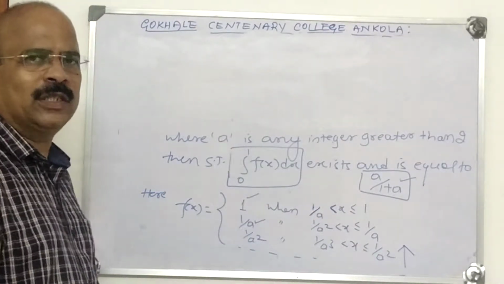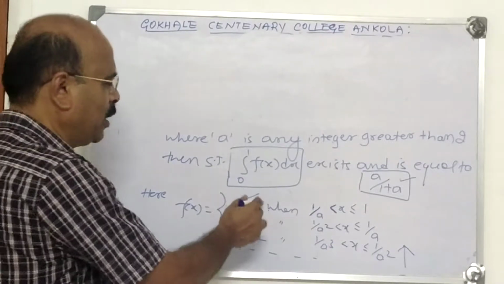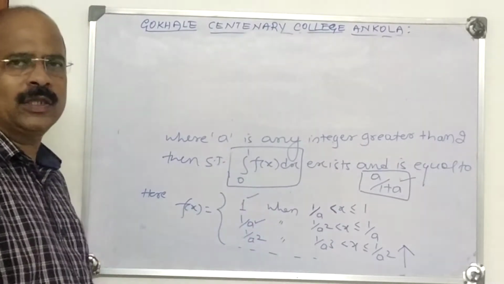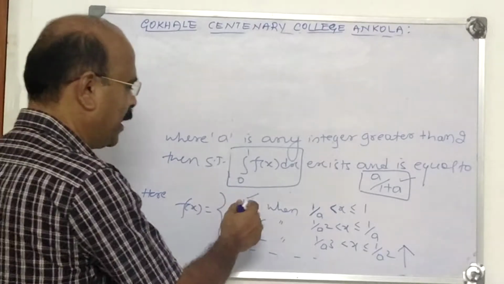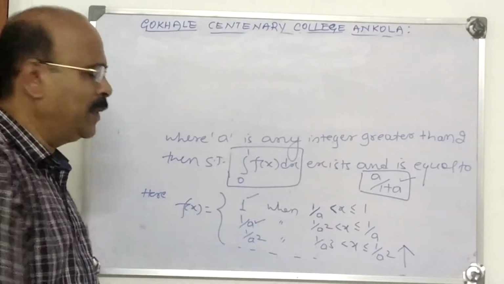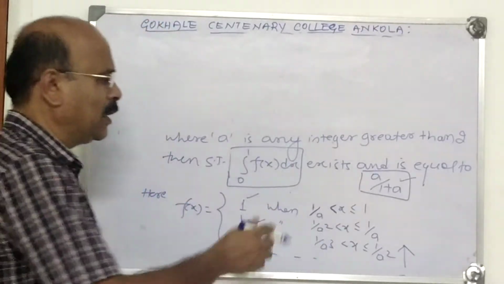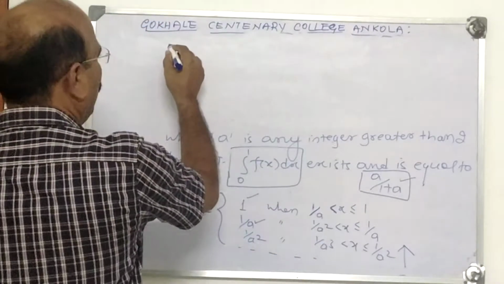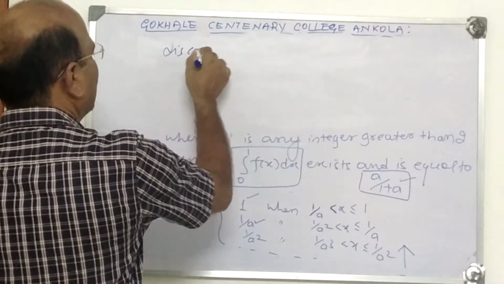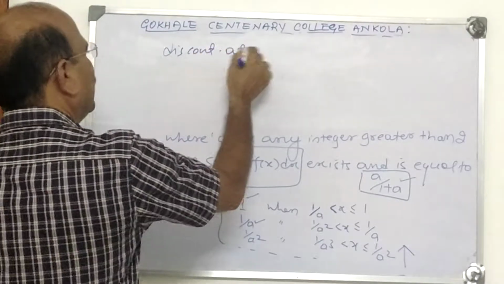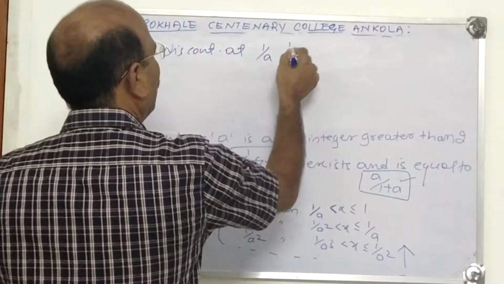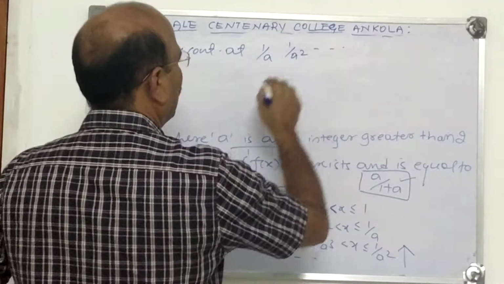So the two-sided limits are not equal. When do you say that a function is continuous? If the limit of the function is the actual value of the function. Limit means left hand and right hand limit must be equal. They are not equal here. So f(x) is discontinuous at infinite number of points: 1 upon a, 1 upon a square, and so on.